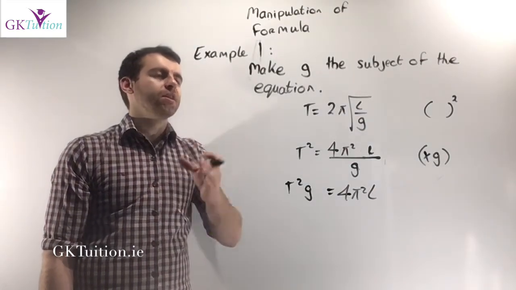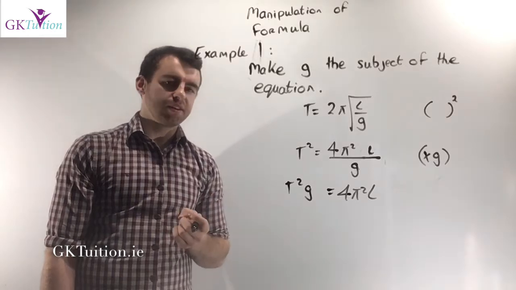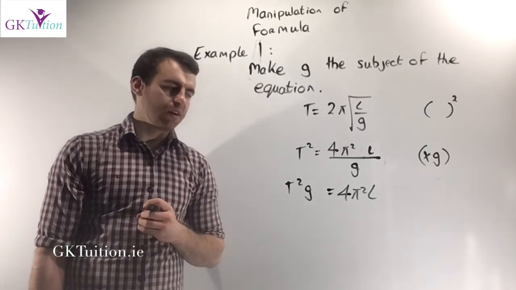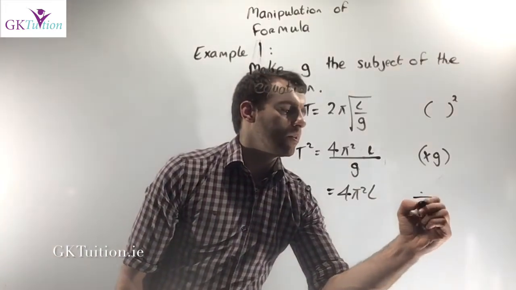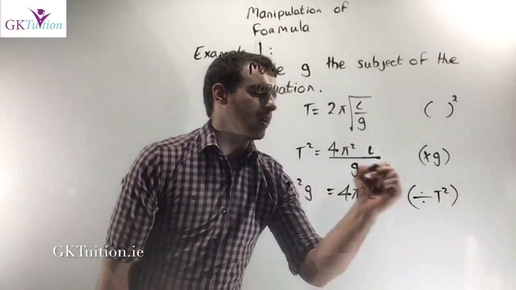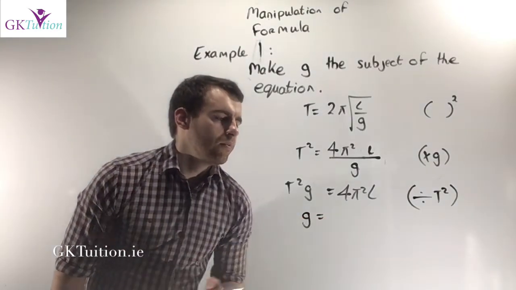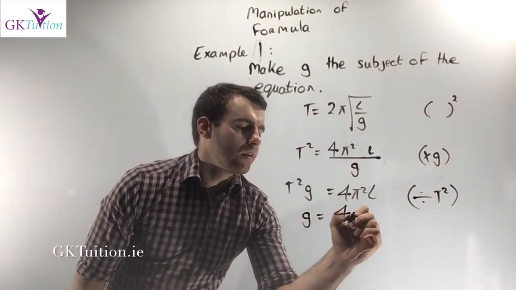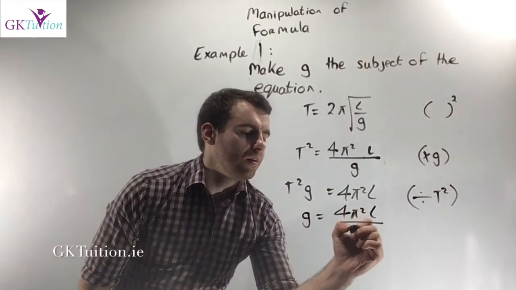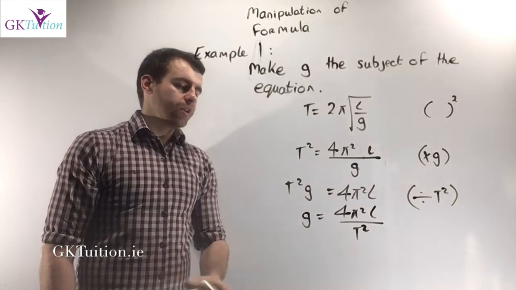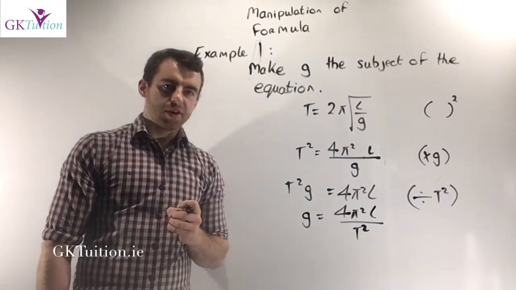Now I'll look at the question. It asks me to make g the subject of the equation, so I just need to eliminate the t squared from the left hand side. And in order to do that, I'm going to divide both sides by t squared. If I divide the left hand side by t squared, I'm going to get g. If I divide the right hand side by t squared, I get 4 pi squared L divided by t squared. And now I've manipulated my equation so that g is the subject of the equation.